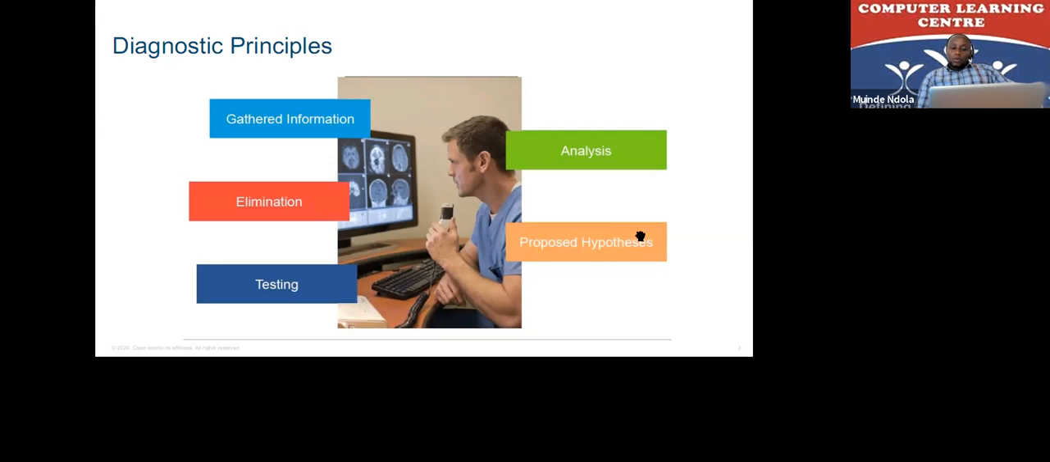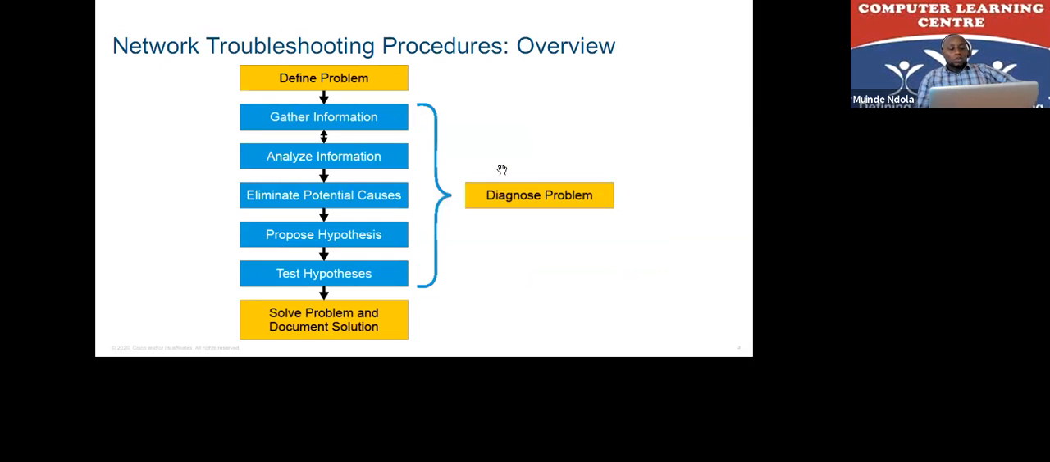So after you do the elimination, now you do what? You propose a hypothesis. A hypothesis is the possible solution. Then you need to test it. And lastly, something that has not been given here is that you need to document your problem. So the first thing for every good solution is to define the problem. To define the problem, you need to gather the information that is there, analyze it, eliminate the potential causes, then propose a solution, test it, and see if it works. If it works, then you document it so that if it happens tomorrow, you don't have much of a problem.